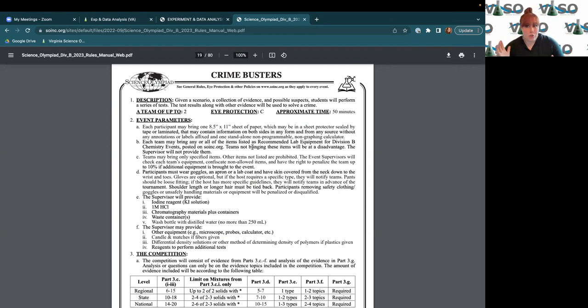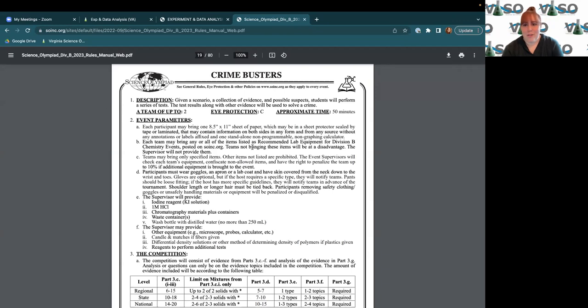So every rules sheet has the same general setup, where it will give you the overall description of the event, just a brief, 1 or 2 sentence insight into what this event is. So Crime Busters, they're going to be busting crime. They're going to be given a scenario, some evidence, some suspects. They have to perform a series of tests and then use the evidence to solve a crime.